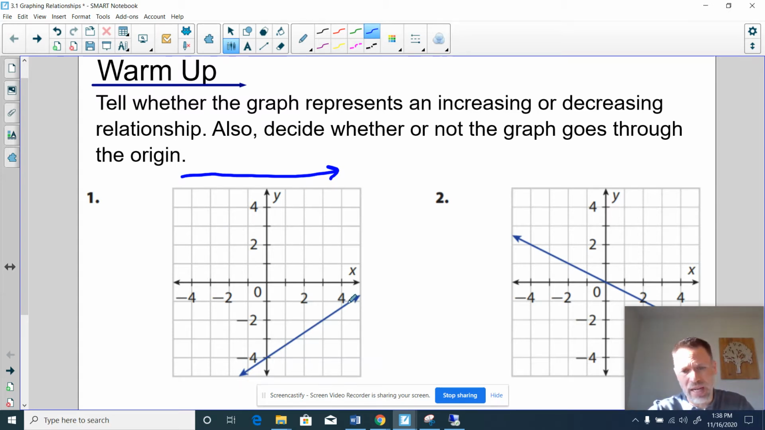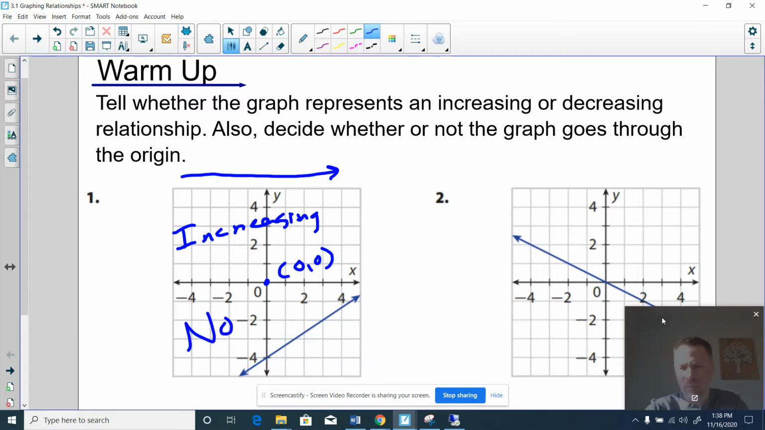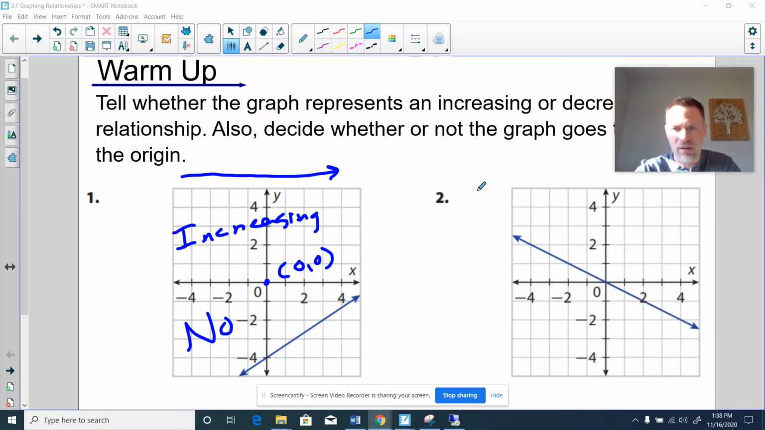So if I look at what this line does as I go from left to right, I would say that this is increasing, okay? And does the graph go through the origin? Well, the origin is the coordinate point 0, 0, right in the middle there, and it does not, so we would say no. Okay, looking at the next graph here, again, reading it from left to right.